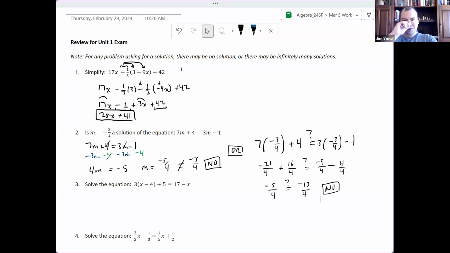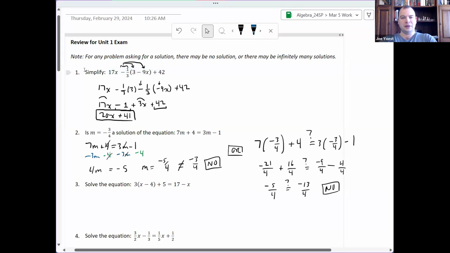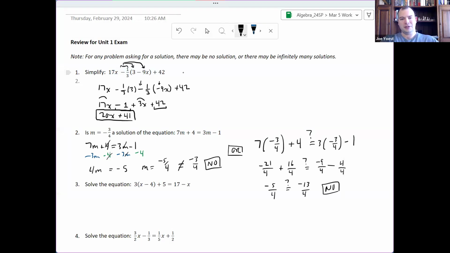Okay, it's about 6 minutes. So problem one, simplifying this expression. The real crux of this problem is making sure that the negative 1/3 that we have to distribute into the parentheses is distributed carefully, including the negative. So negative 1/3 times 3 minus 1/3 times negative 9x. We multiply out, we simplify, and we end up with 20x plus 41 after we cancel these two negative signs up here.